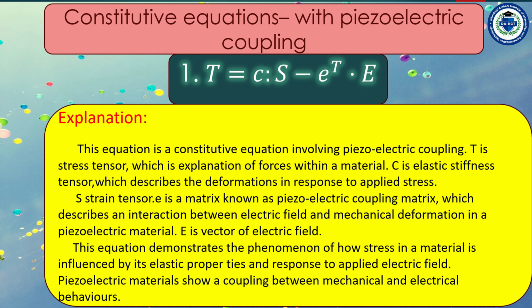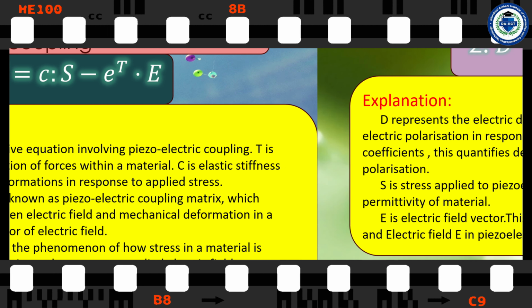S is the strain tensor. e is a matrix known as the piezoelectric coupling matrix, which describes an interaction between electric field and mechanical deformation in a piezoelectric material. E is the vector of electric field. This equation demonstrates how stress in a material is influenced by its elastic properties and response to applied electric field. Piezoelectric materials show a coupling between mechanical and electrical behaviors.